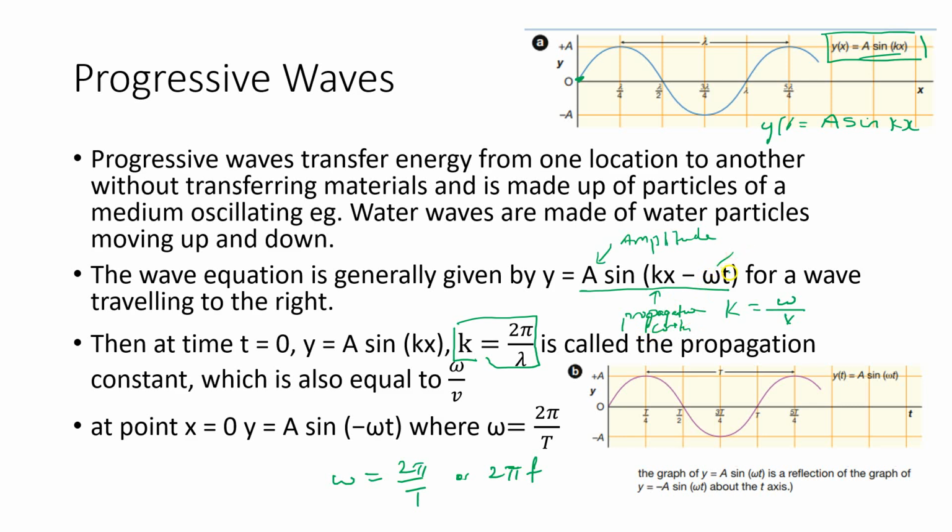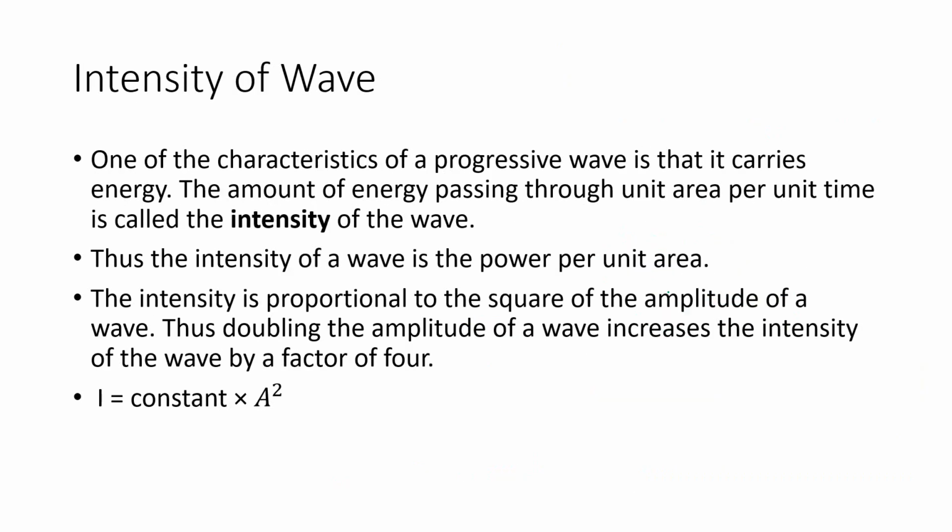Omega is your angular frequency. X is just your displacement, which is just a position where the wave is located at the time. Another feature of a wave that we should talk about is the intensity of a wave, right?